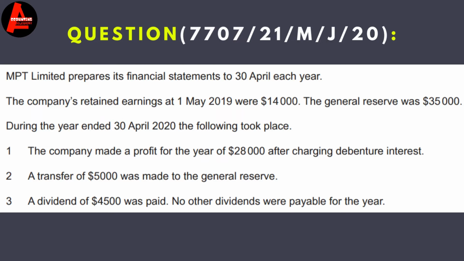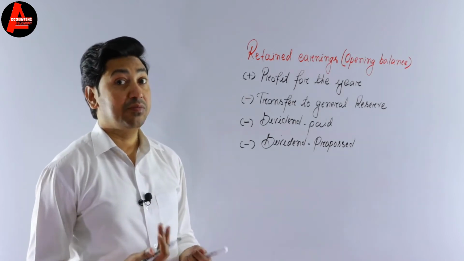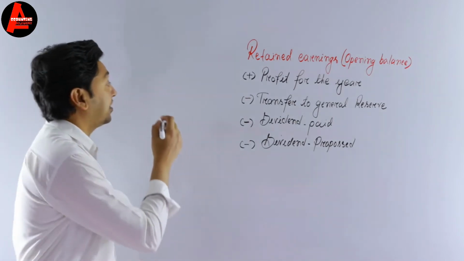Okay, so let us have a look at the question on this screen. MPT Limited prepares its financial statements to 30 April each year. Okay, the company's retained earnings at 1st May 2019 were $14,000. The general reserve was $35,000. Okay, so here the year ending of this business is 30 April.